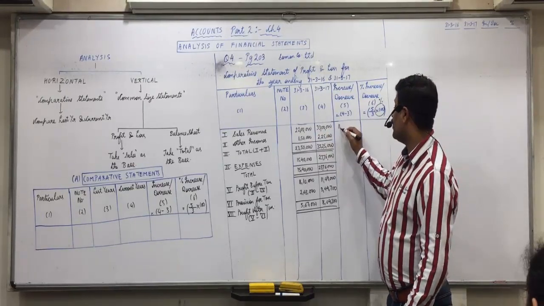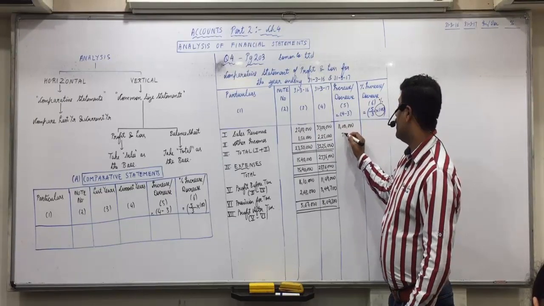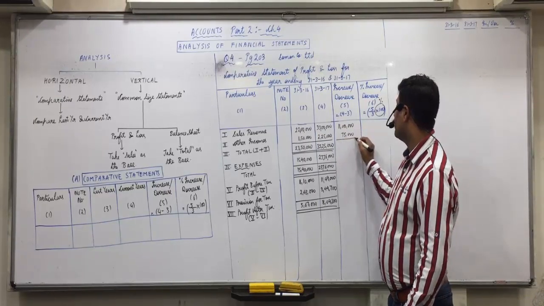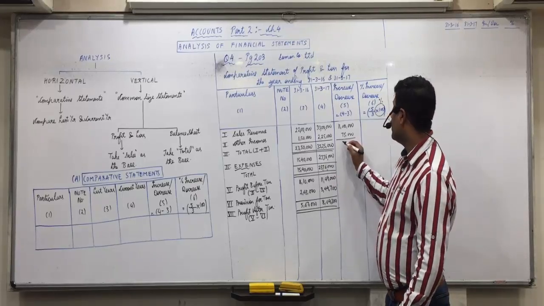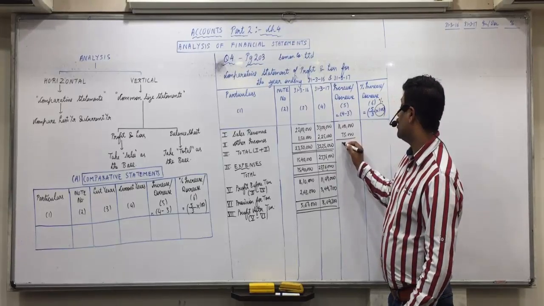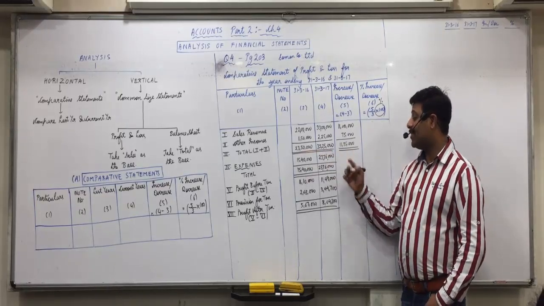33 lakhs minus 22 lakhs, 11 lakhs. Silence everyone. Further? 75,000. 36,000. Keep silence everyone. Yes. How much? 11 lakh 75,000. 35 25 minus 23 50, 11 75.